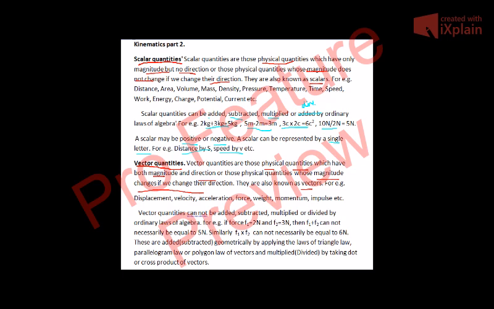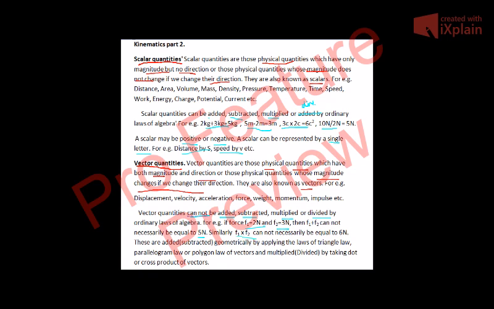There are these physical quantities that can be vectors. Vector physical quantities cannot be added, subtracted, multiplied or divided by ordinary laws of algebra. For example, if a force F1 is equal to 2 Newton and F2 is equal to 3 Newton, then F1 plus F2 cannot necessarily be equal to 5 Newton. Similarly, F1 into F2 cannot necessarily be equal to 6 Newton.